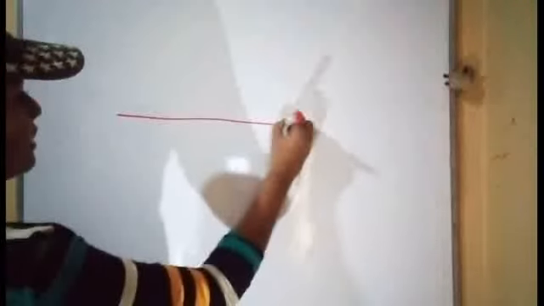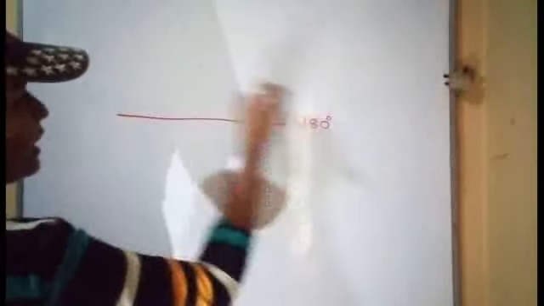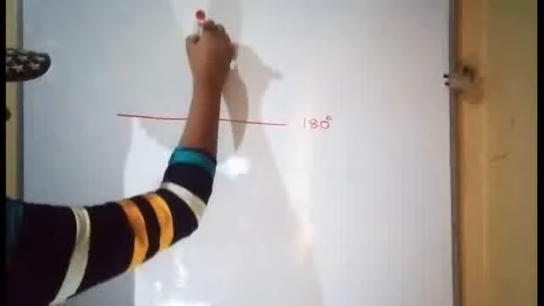Now I have a theorem in your textbook, page number 98. The sum of the adjacent angles formed by a straight line meeting another straight line is two right angles. The straight line is 180 degrees meeting another straight line.